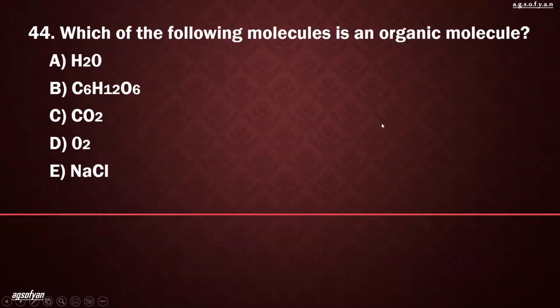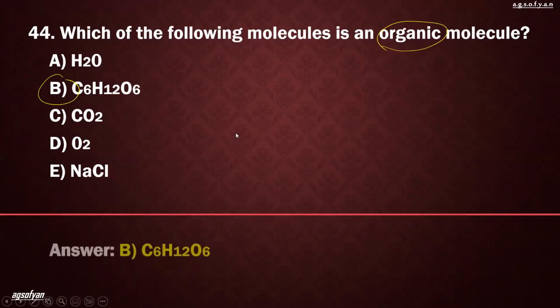Which of the following molecules is an organic molecule? Organic means complex. So just look for the one that is really complex over there. Has more atoms. It's going to be B. That's glucose.